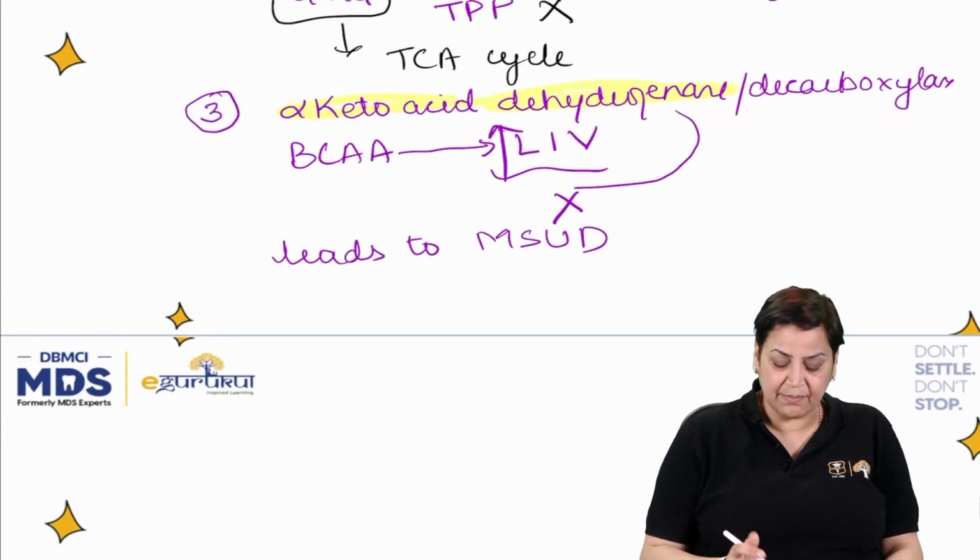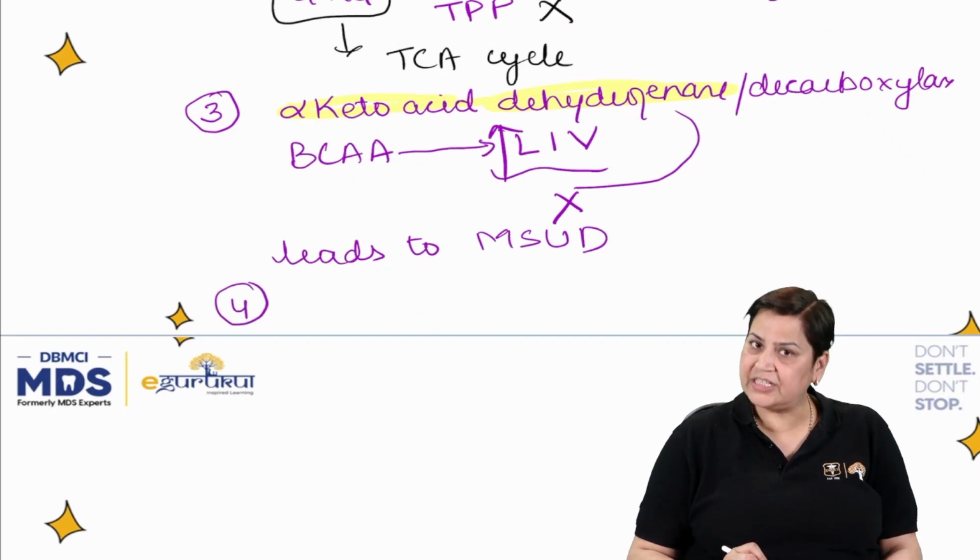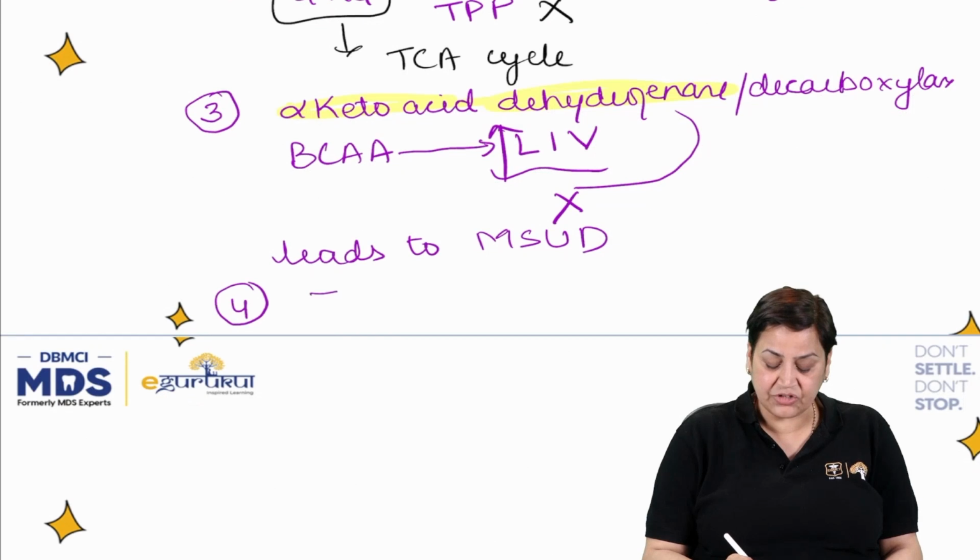And the fourth important enzyme for which TPP is a component is transketolase. Very, very important.